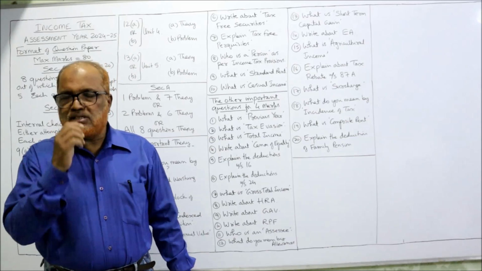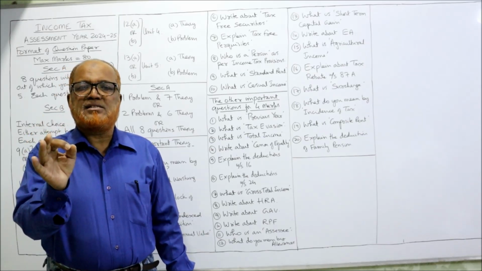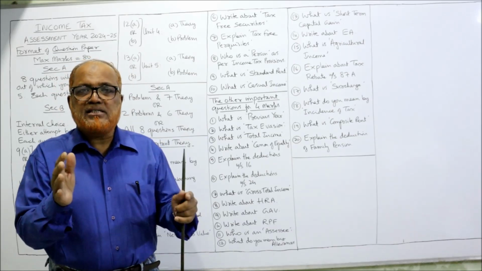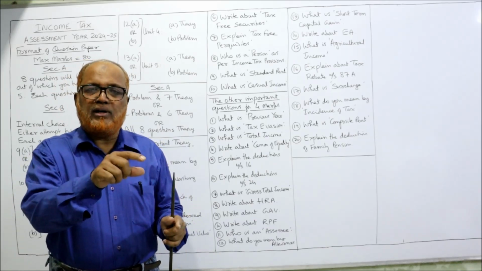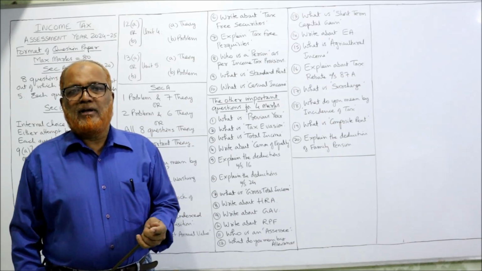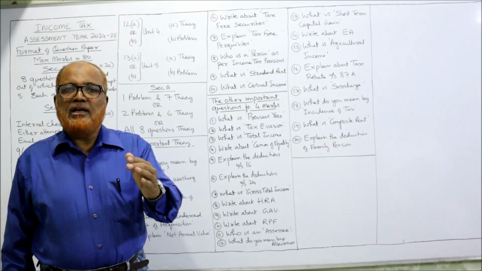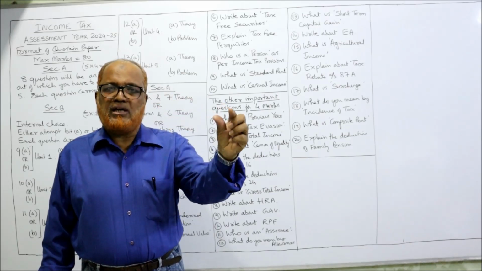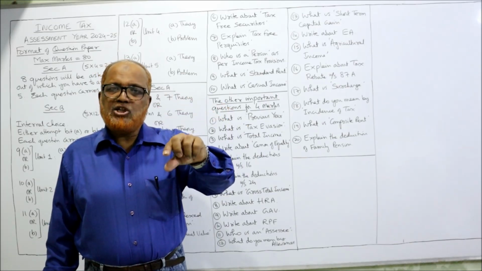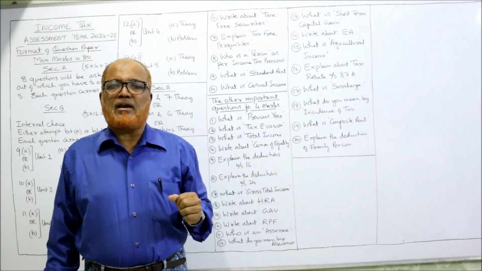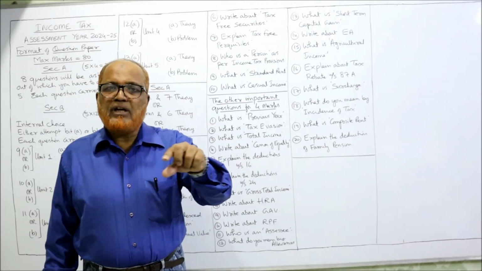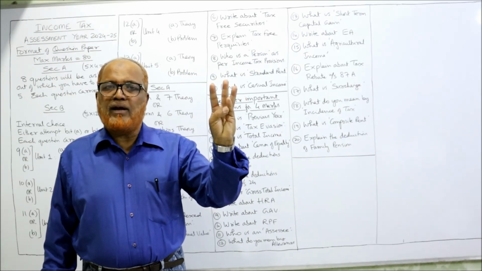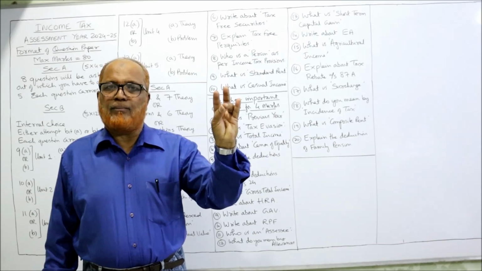So this exemption is given only if the assessee is paying the rent and stays in metropolitan city or other city. Then the exemption is least of the following 3 amounts. A, actual HRA received, B, rent paid minus 10% of salary, or C, 50% of salary for 4 metropolitan cities, Delhi, Mumbai, Chennai and Kolkata.